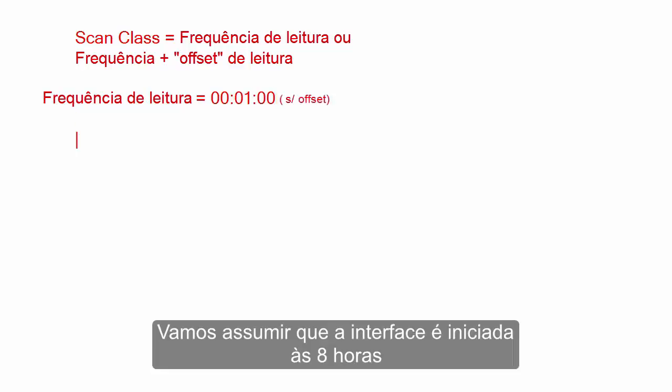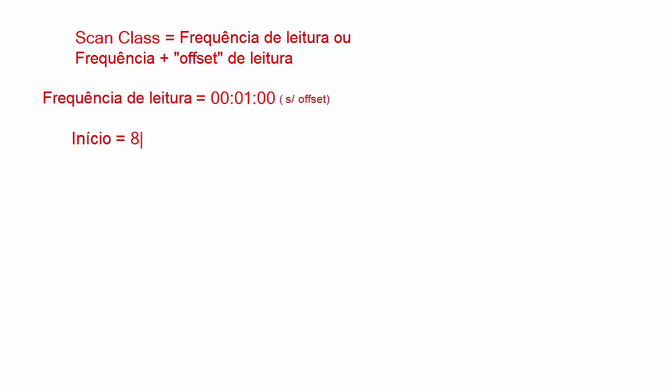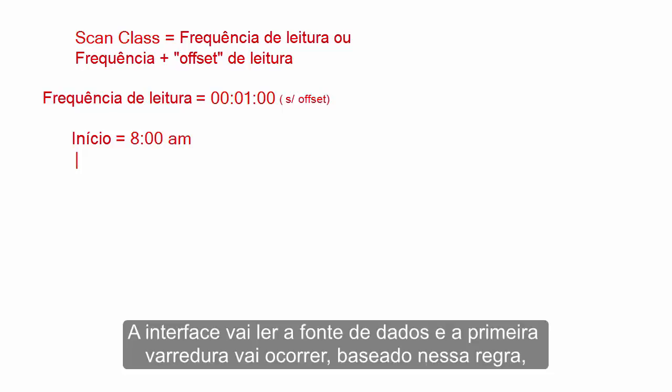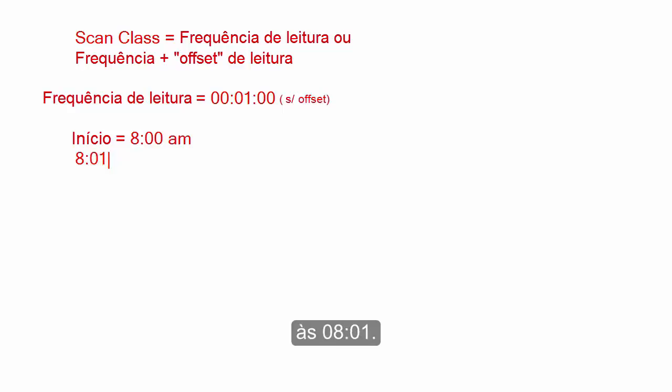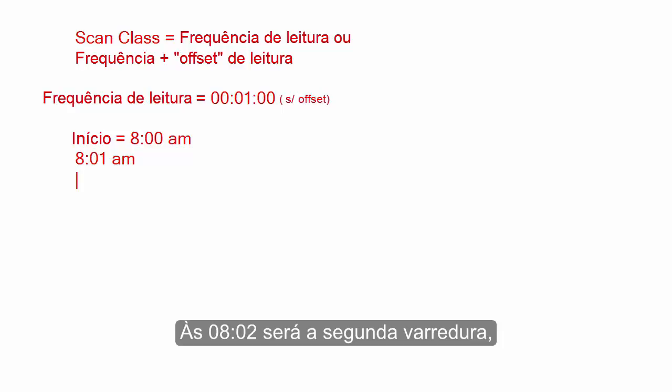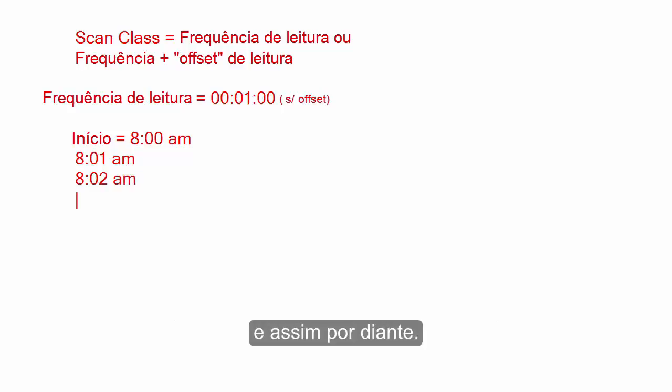So let's assume that the interface is started at 8 a.m. in the morning. So the interface is going to scan the data source. The first scan is going to happen, based upon this rule, at 8:01 a.m. That is the first scan, and 8:02 is the second scan. So 8:02 a.m. and going forward. Let's see another scenario.